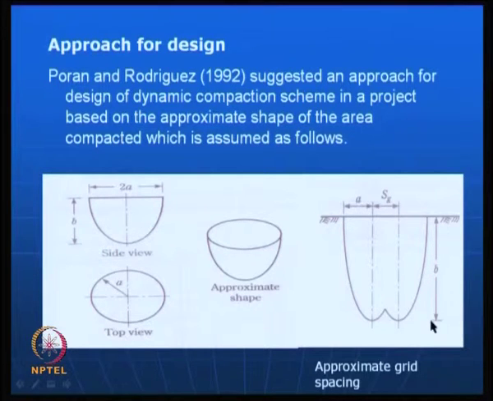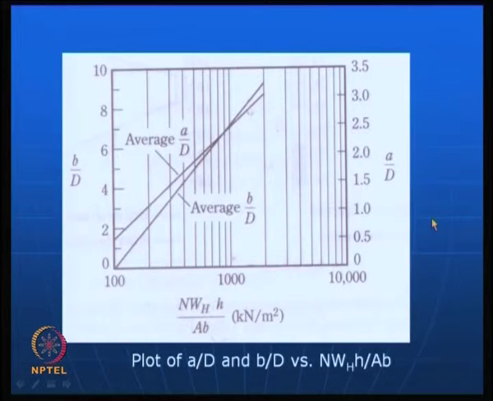Say for example, B is the depth of the soil that you would like to densify, and A is the diameter. We will see some of these parameters. Actually, there is an approach available in literature which can be useful. In a design we know what is the depth to be improved, so we should be able to know the number of blows required, the weight of the hammer required, the height of drop, and the area of the cross section.